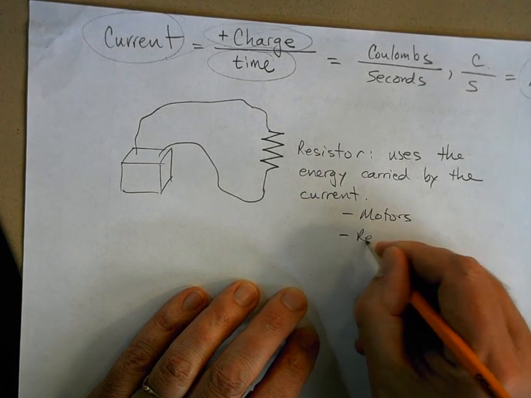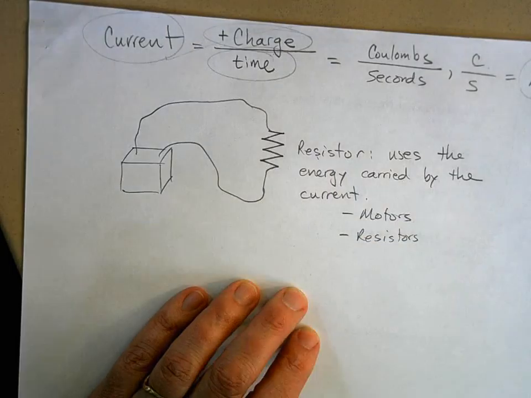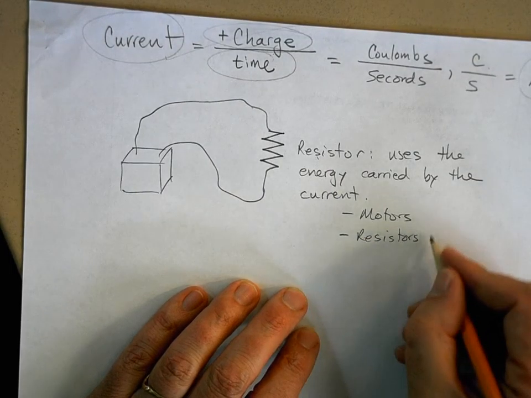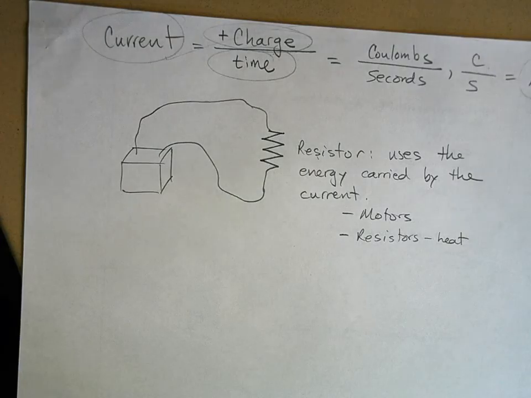Resistive elements, well, I'll just call them resistors, defining resistors, but they give off heat. And by the way, sometimes when a motor isn't turning, what happens when a motor gets stalled, but it's connected to the circuit?